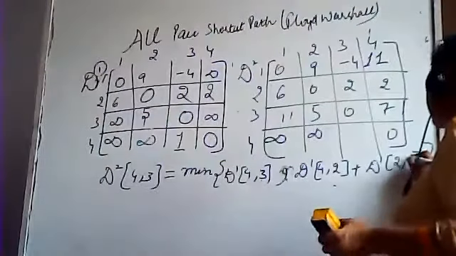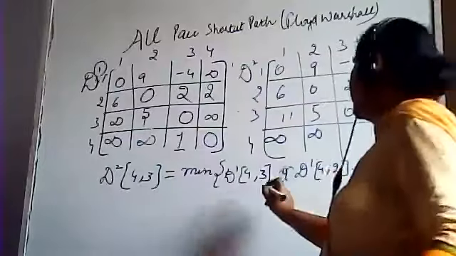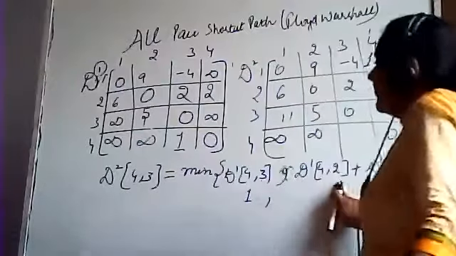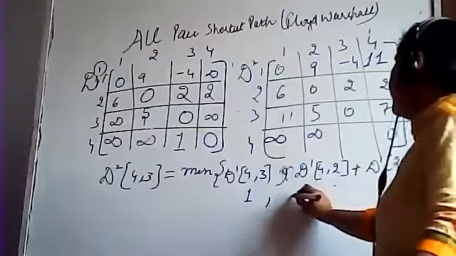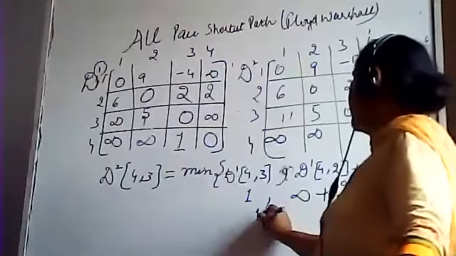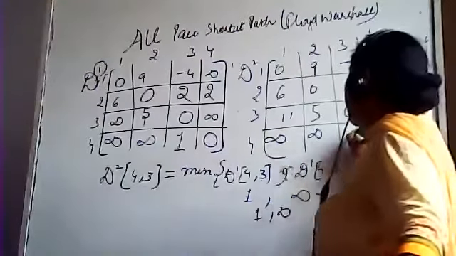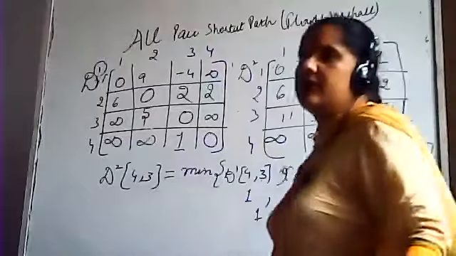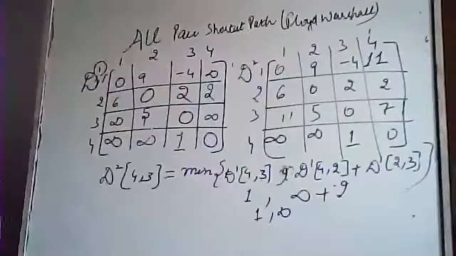Give me the values for this. 4, 3 is 1, 4, 2 is infinity, 2, 3 is 2. So it is 1, infinity. That is 1. Okay. So this is your D2. Okay, fine. Yes, ma'am. Clear to all? Yes, ma'am.